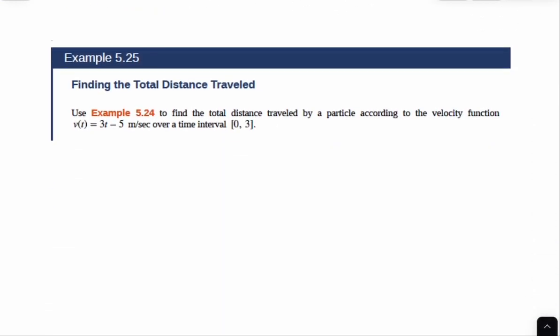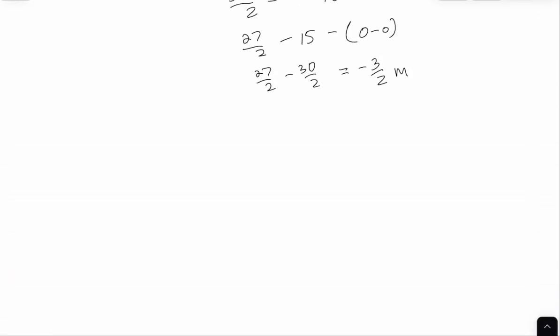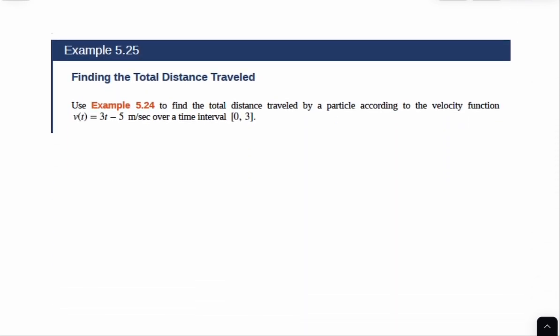Okay. So let's look at this one. It says to find the total distance traveled of a particle according to the velocity function in meters per second over a time interval from 0 to 3. See how it says total distance? That's going to be different, because total distance is not net. That last one told us that after it was all said and done, we lost negative 1.5 meters, okay?